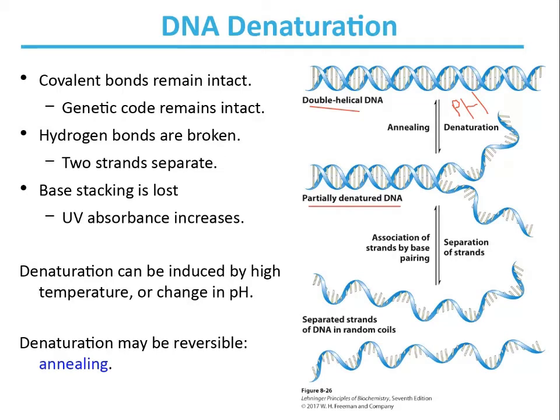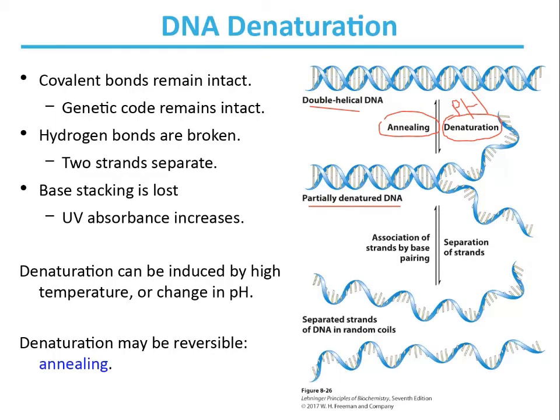So how can we reverse this? If we denature the DNA completely, we can decrease the temperature or change the pH back to normal. They will come together, and this process we call annealing. So you have to differentiate between denaturation and annealing. Denaturation separates the DNA strands apart from each other; annealing lets them come close to each other. So this step is reversible.